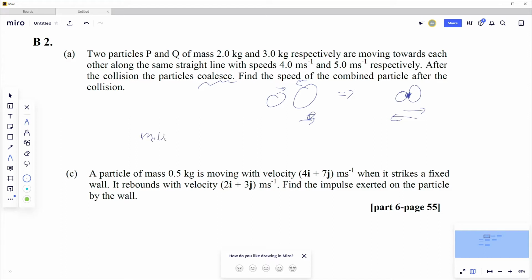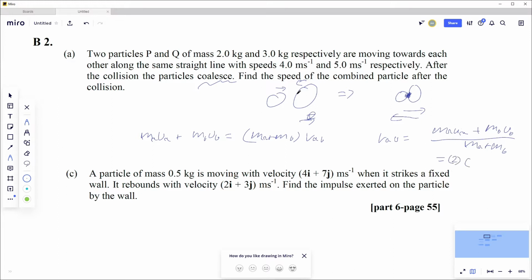MA times UA, for initial velocity, plus MB times UB equals MA plus MB, times the combined velocity, VAB. And then you divide, so VAB equals MA UA plus MB UB over MA plus MB. Now I'll substitute with you guys rather than instantly do that, just to show you how the directions work. So the mass, we know the mass is 2.